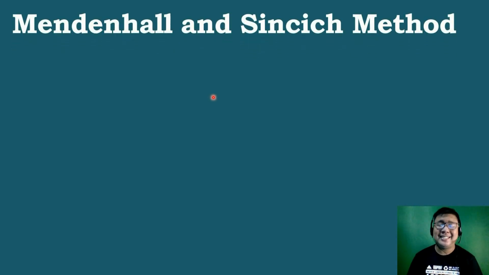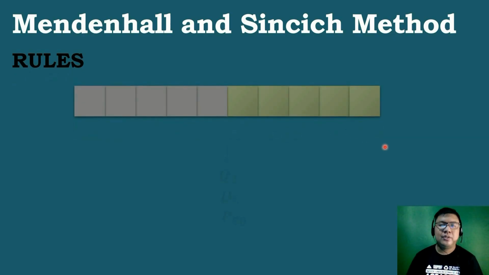To solve for the measures of position for ungrouped data using the Mendenhall and Sincich method, we need to follow the following rules. We all know that quartile 2, decile 5, and percentile 50 are all equal with each other because these are scores which are located at the middle.